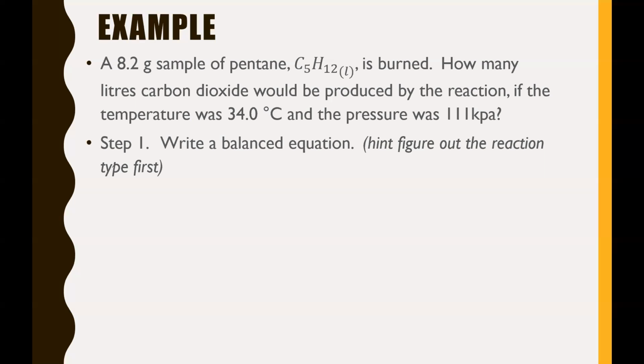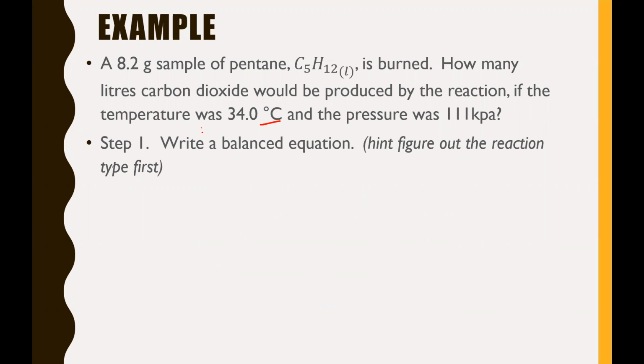First question. An 8.2 gram sample of pentane, which is C5H12, is burned. How many liters of carbon dioxide would be produced by the reaction if the temperature was 34.0 degrees Celsius and the pressure was 111 kilopascals? One thing that stands out before even step one is that we see degrees Celsius, which, as much as it's nice for day-to-day temperature, is not that useful in chemistry. We have to turn this into Kelvin.